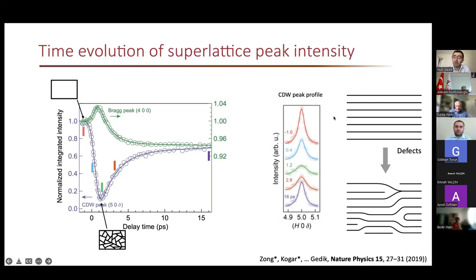What's happening really here is that, to begin with, I had a nice charge density wave. I'm just showing you these sinusoidal modulations, the phase fronts of the charge density wave.